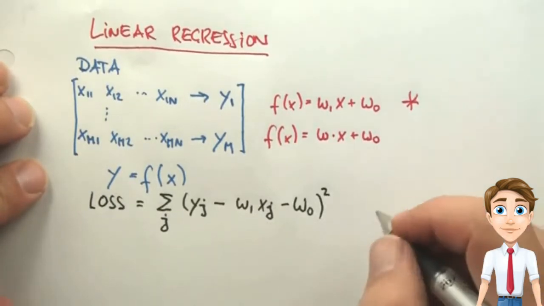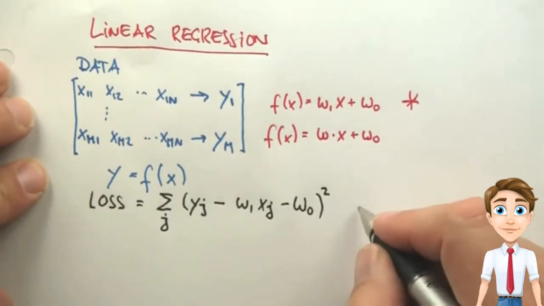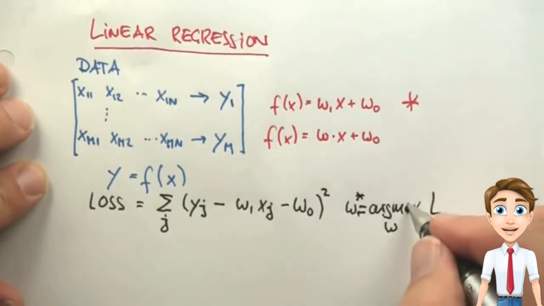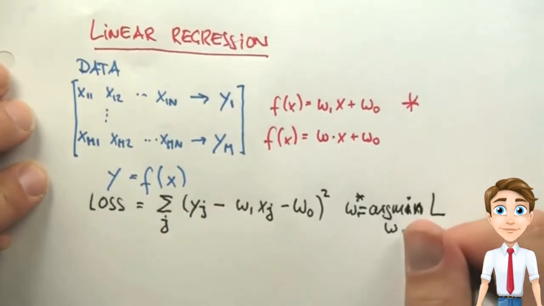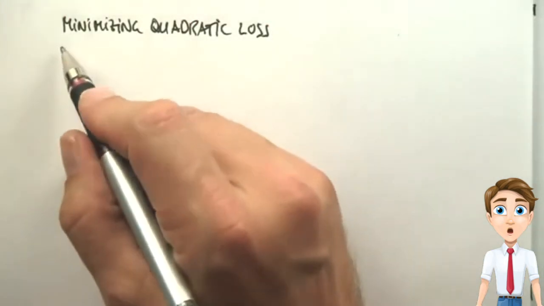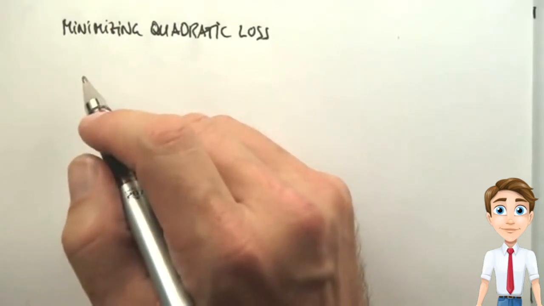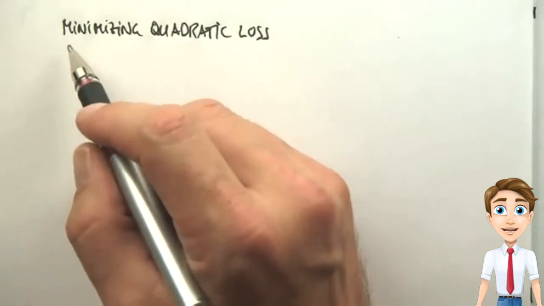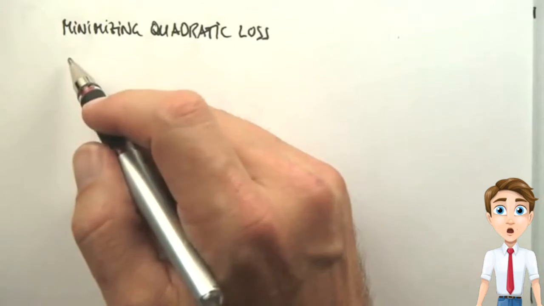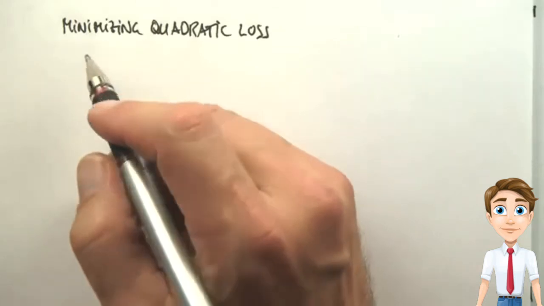The minimizing of loss is used for linear regression or any regression problem, and you can write it as follows. Our solution to the regression problem, W star, is the arg min of the loss over all possible vectors W. The problem of minimizing quadratic loss for a linear function can be solved in closed form. I will do this for the one-dimensional case on paper, and then I'll also give you the solution for the case where your input space is multidimensional, which is often called multivariate regression.